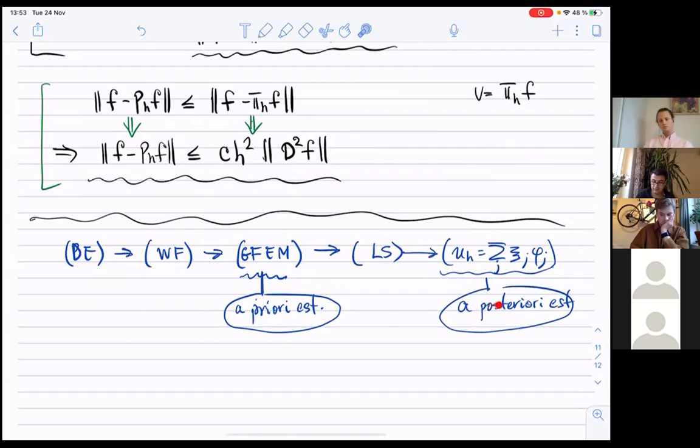So now you see that the name comes actually from this scheme. A priori means before, so here we are solving. So this one is: solve the linear system.